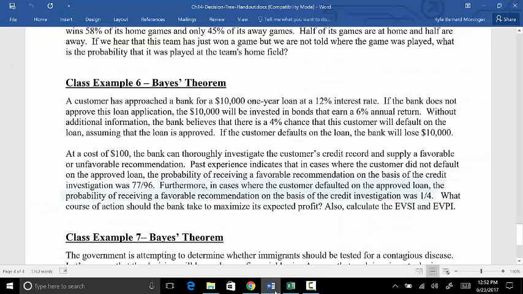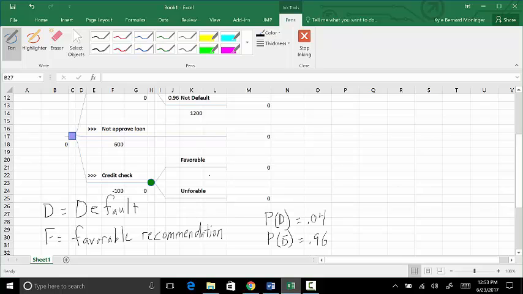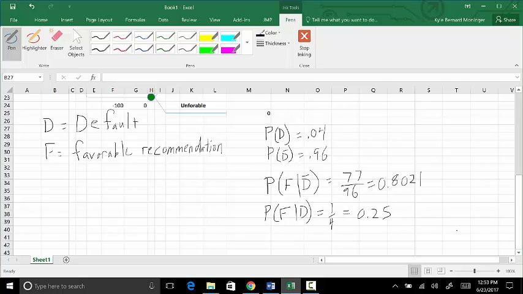Or in decimal, 0.8021. The next sentence, furthermore, in cases where the customer defaulted on the approved loan, the probability of a favorable recommendation was 1/4. So given default, the probability of a favorable recommendation was 1/4, or 0.25. I'm going to scroll up quick. What I need is the probability of F, just a favorable recommendation, and I don't have that here.